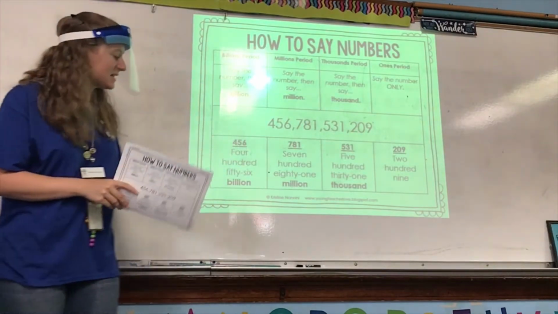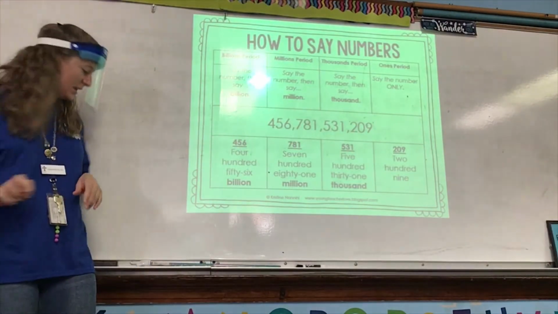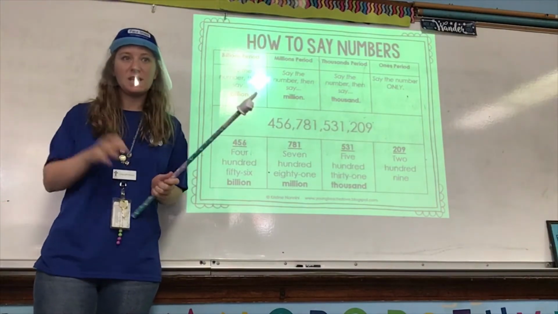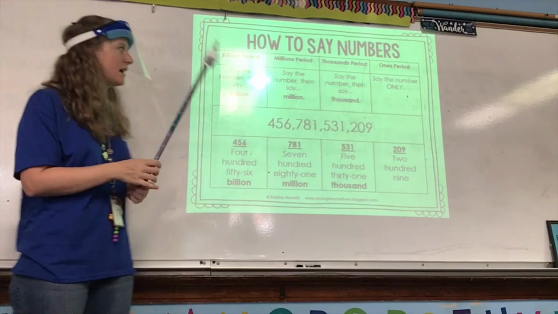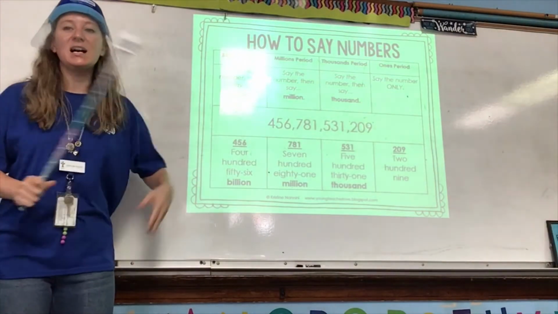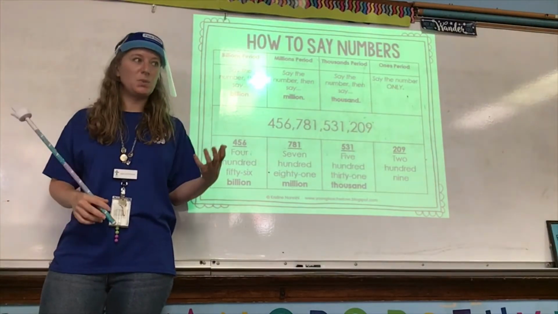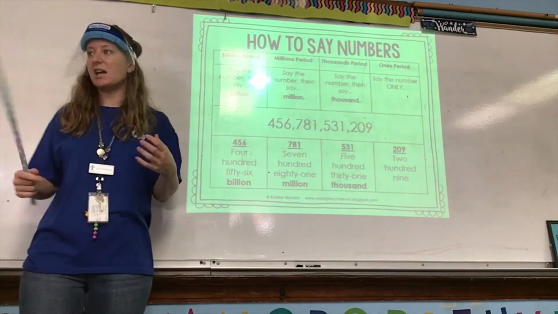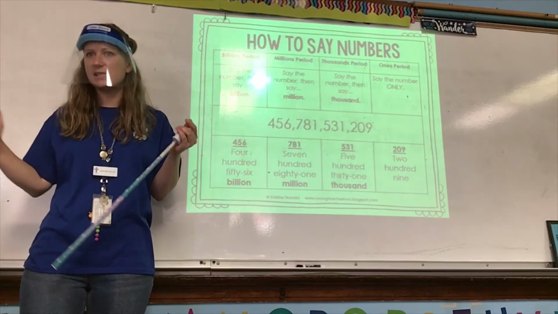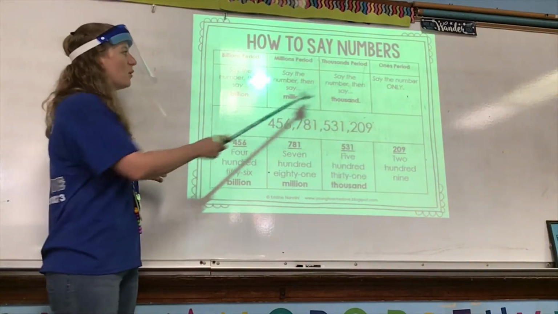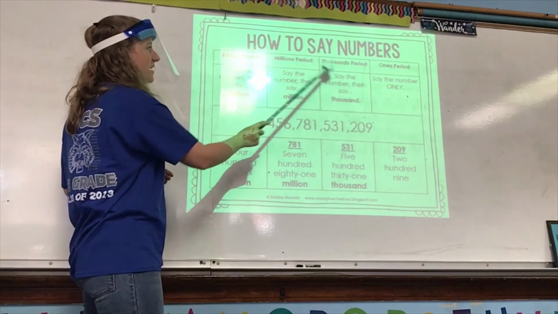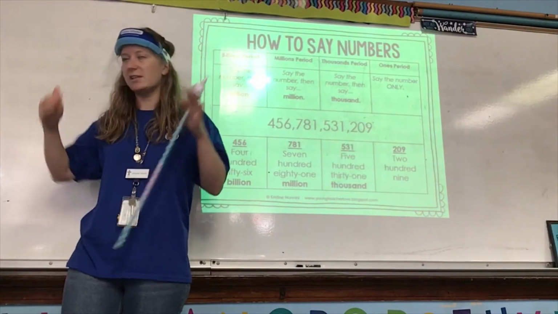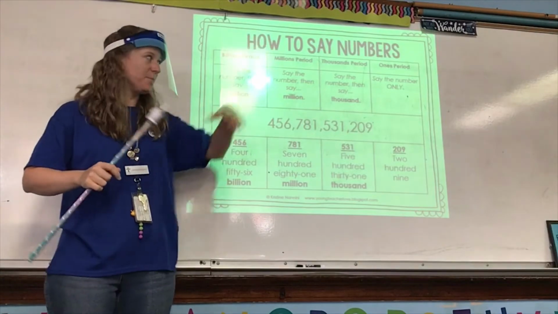At the top, it says how to say numbers. Now this is something that you may think, oh, that's easy, but then when you get into it, you're like, wait, how do I say that number? So when we talk about numbers and we talk about place value, there's a thing called a period. We're going to talk about that, I think it is in today's lesson. So we have the ones period, the thousands period, the millions period, and the billions period. And then it keeps going, trillions, whatever comes after trillions, and so on.